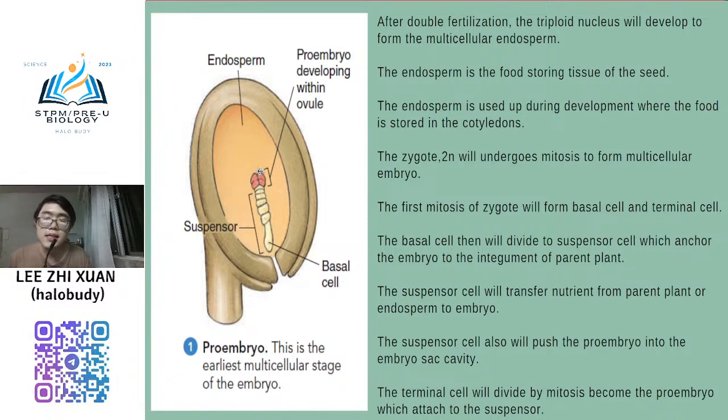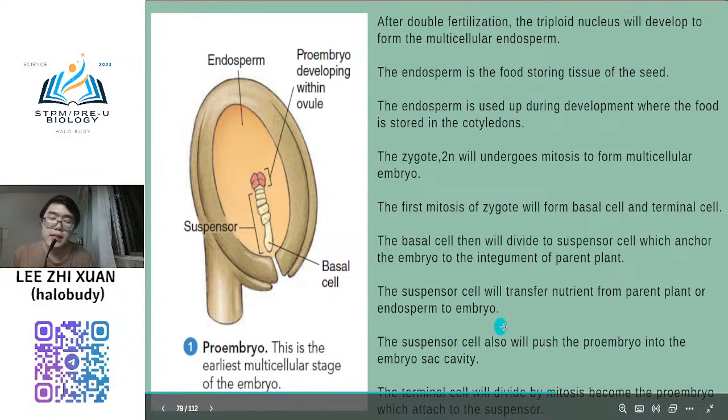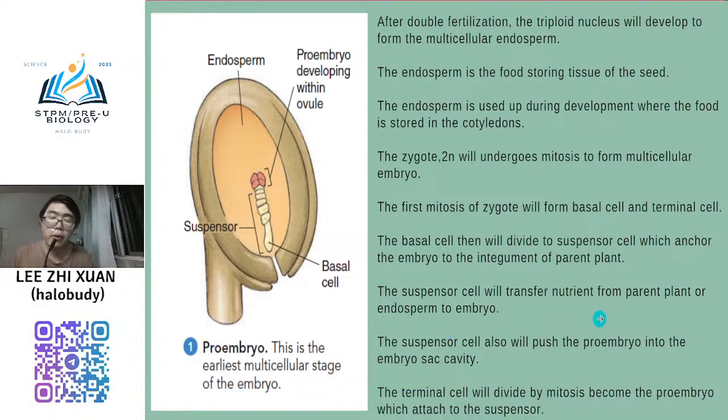So terminal cell is the place for embryonic development rather than basal cell. So this one you need to know. And then suspensor cell will transfer nutrients from the parent plant or endosperm to the embryo. Okay, and also the suspensor cell will push the pro-embryo into the embryo sac cavity.